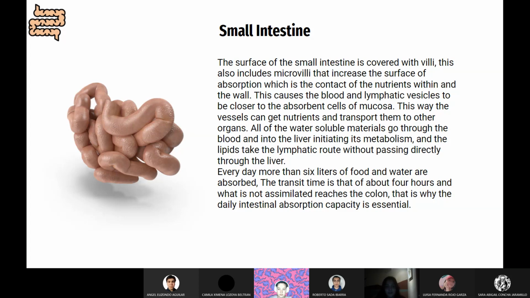Every day, more than 6 liters of food and water are absorbed. It takes 4 hours to transit, and what is not assimilated reaches the colon. This is why the daily intestinal absorption capacity is essential.